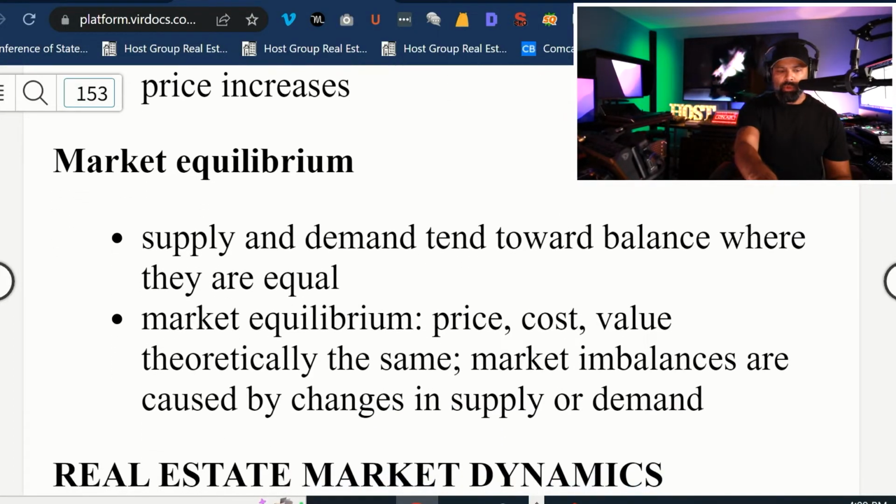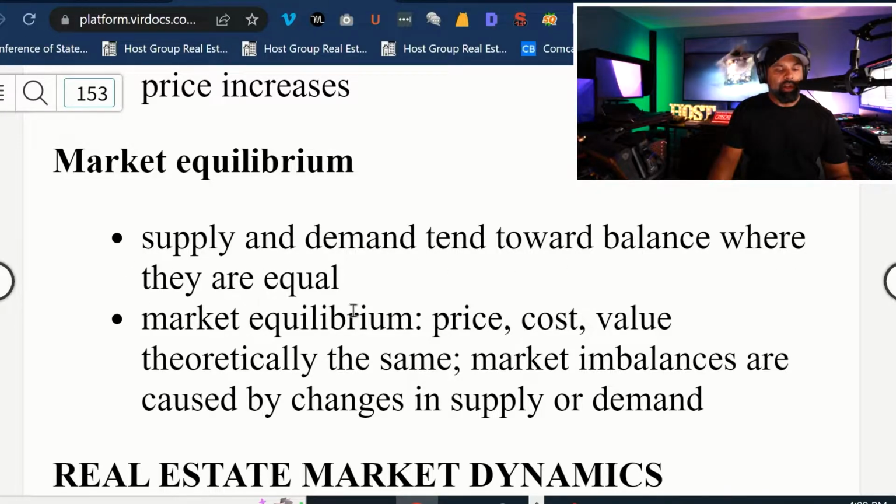What is market equilibrium? Remember, markets are always trying to equalize themselves, or would prefer being in equalization. Supply and demand tend towards balance, where they are equal. At market equilibrium, price, cost, and value are theoretically the same. Market imbalances are caused by changes in supply and demand.